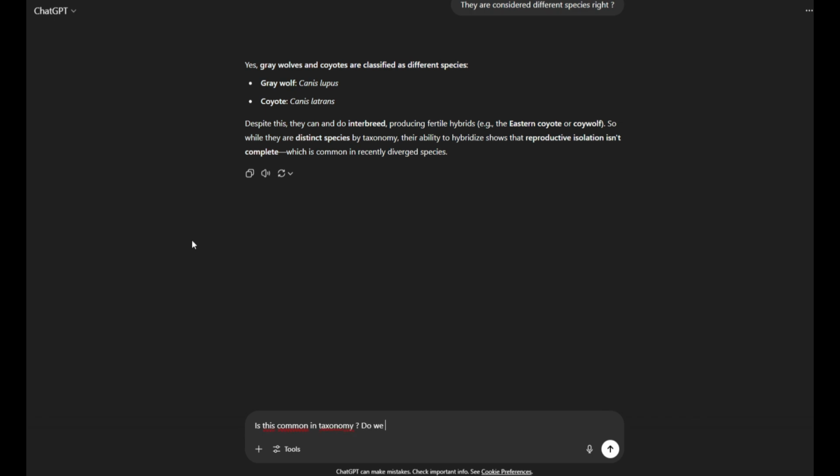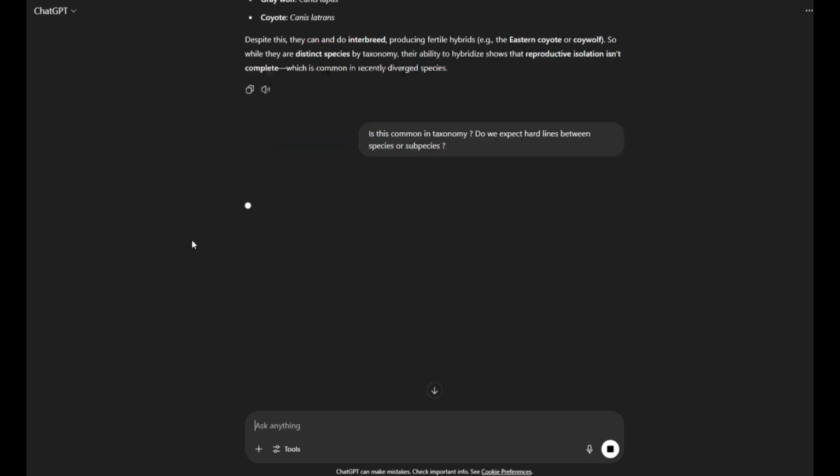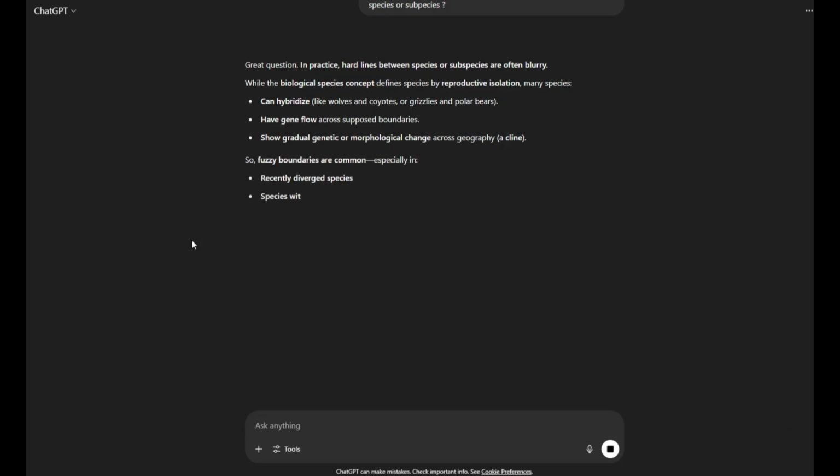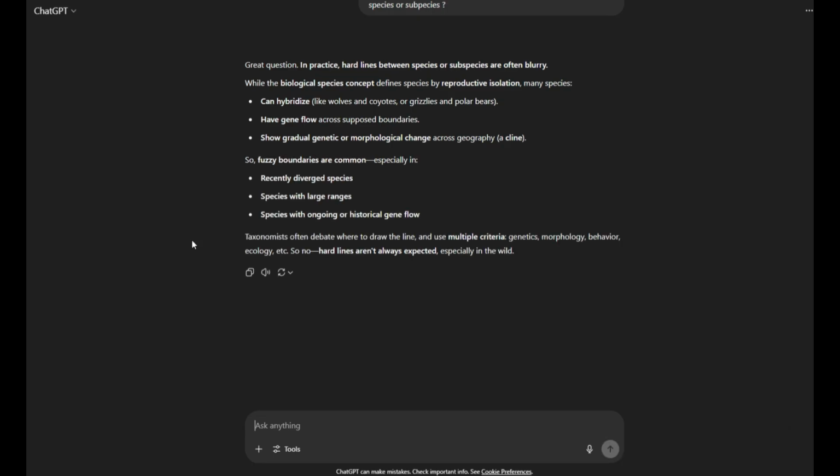Is this common in taxonomy? Do we expect hard lines between species or subspecies? Great question. In practice, hard lines between species or subspecies are often blurry. While the biological species concept defines species by reproductive isolation, many species can hybridize, like wolves and coyotes, or grizzlies and polar bears, have gene flow across supposed boundaries, or show gradual genetic or morphological change across geography, a cline.